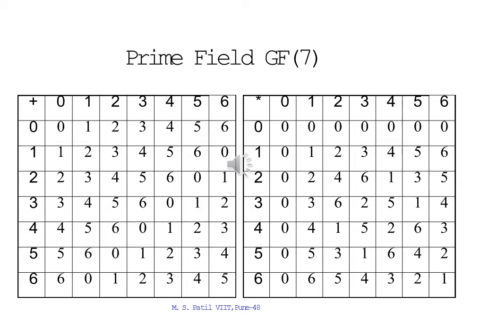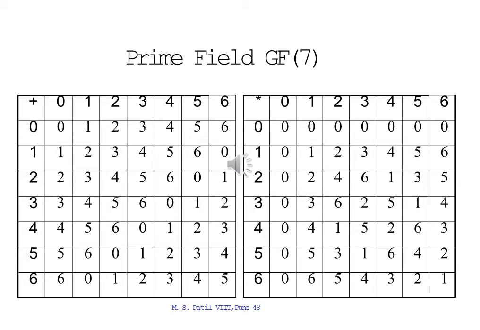But if I take 3 into 4, what will be the result? In normal multiplication it is 12. 12 mod 7, or 12 divided by 7: the quotient will be 1 and the remainder will be 5. So that's why 12 mod 7 will become 5.